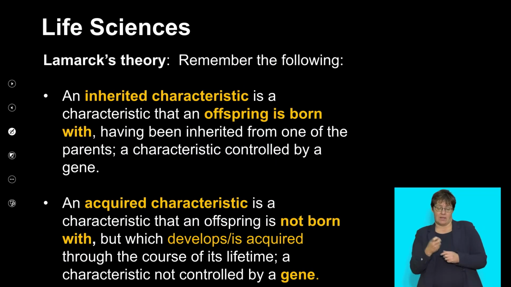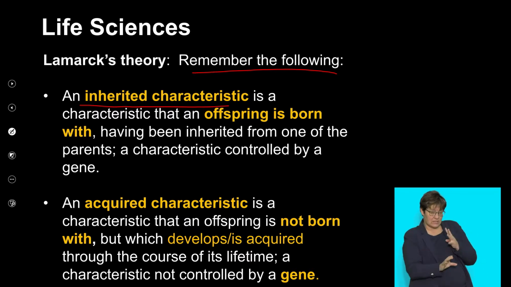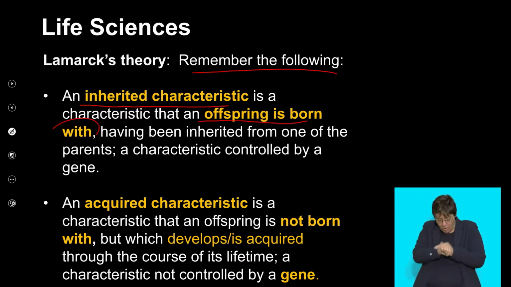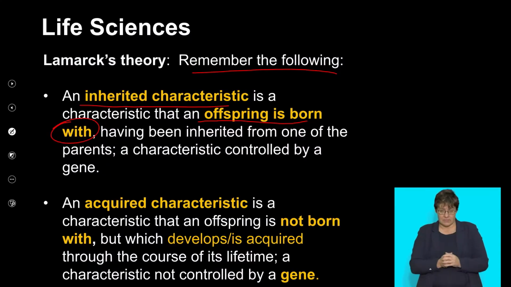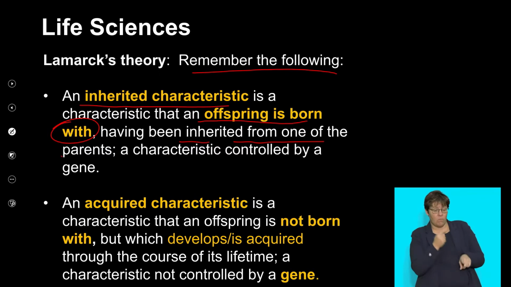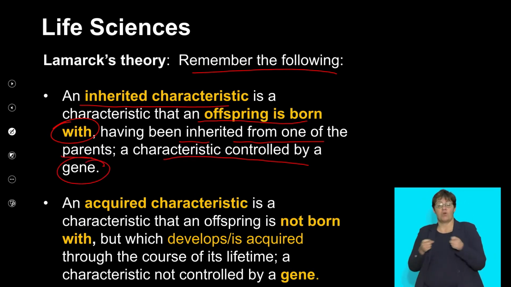Cool. So Lamarck's theory, remember the following, guys: an inherited characteristic is a characteristic an offspring is born with. So a characteristic can only be passed down from the parents through genes, and that comes from the gametes, the sperms and the eggs when they fertilize. Having been inherited from one of the parents, a characteristic is controlled by a factor called a gene.